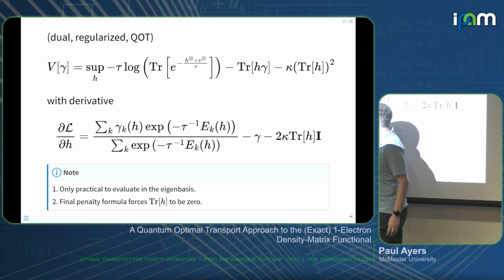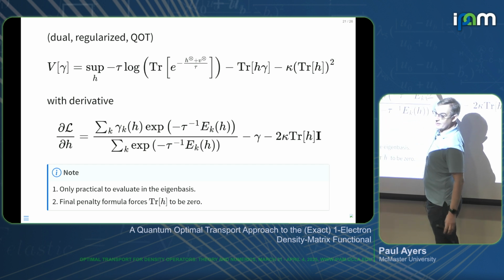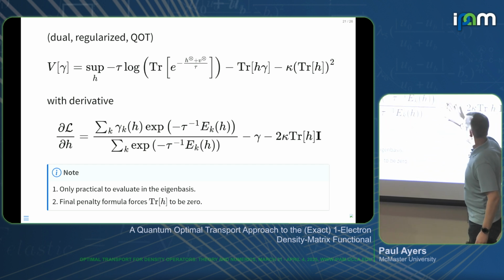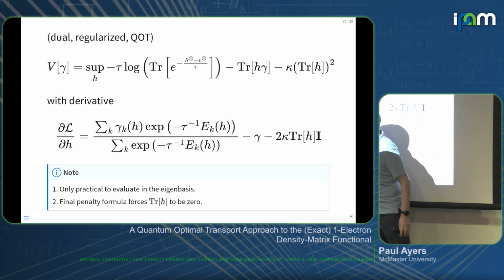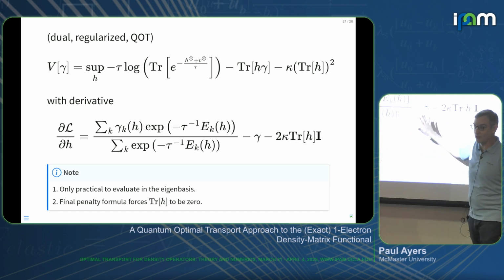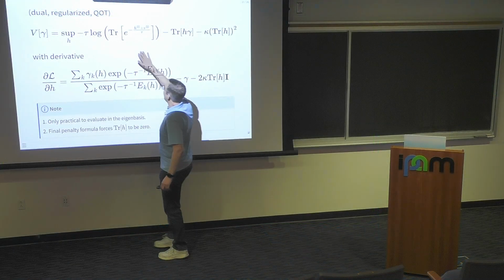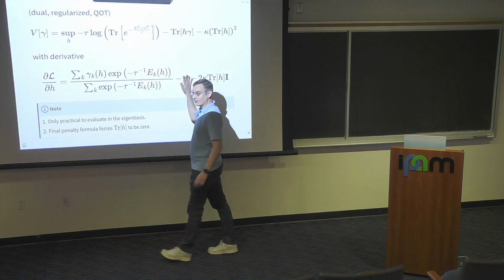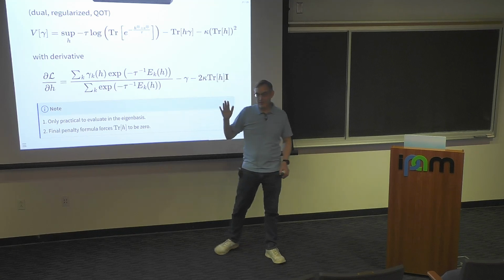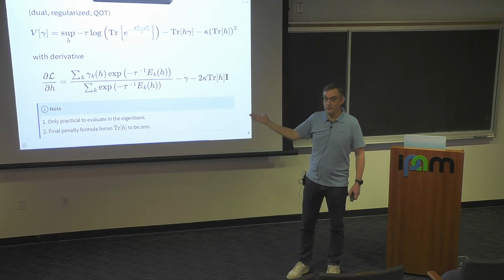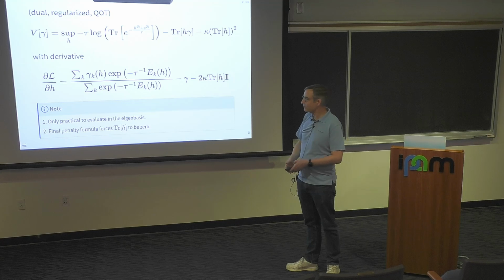This is just the average density matrix on the ensemble minus the density matrix I'm targeting, right? I'm trying to force the average of my guess to be equal to the thing I want, right? And that's, of course, it'll be 0 at the optimum, right?